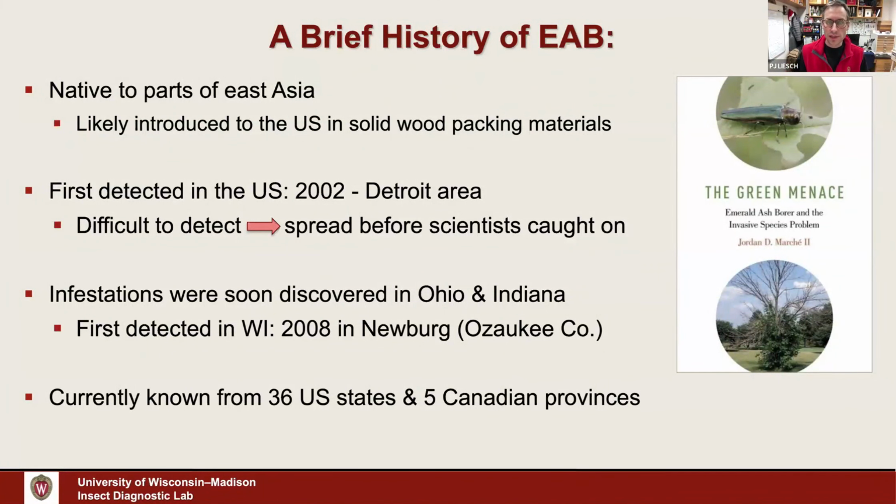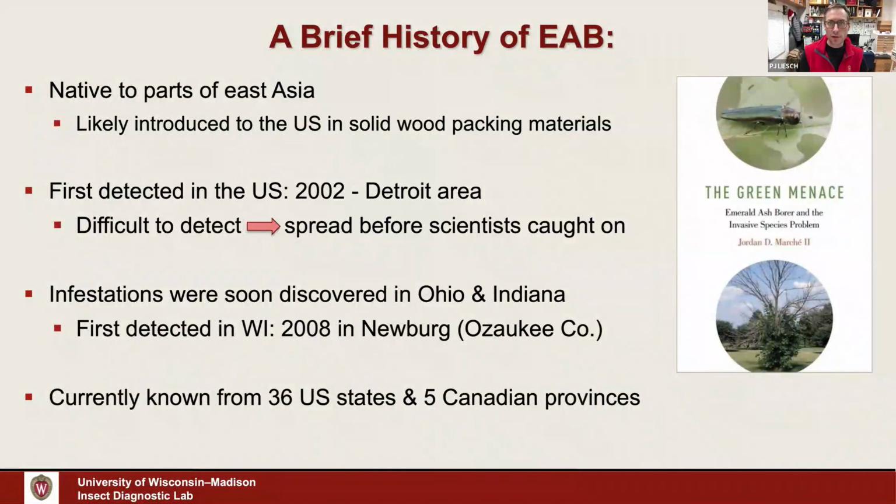I mentioned a moment ago the difficulty detecting this. So we think from some estimates that emerald ash borer probably actually got in sometime in the 1990s, and it just took a number of years to really figure out what it was and what was going on. And by then it had spread elsewhere. So shortly thereafter, it was discovered in nearby states of Ohio and Indiana. Makes sense given the proximity.